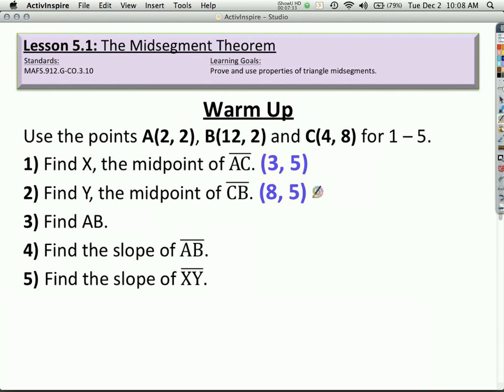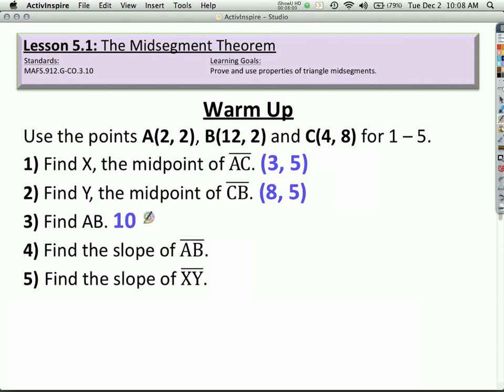What about number 3, AB? What is the distance of AB? I got student number 4, 14, and 9. Student number 4, what'd you get? 10. Student number 14, what'd you get? Student number 9, what'd you get? That's you, Sharik. Okay. 10. The distance is 10.